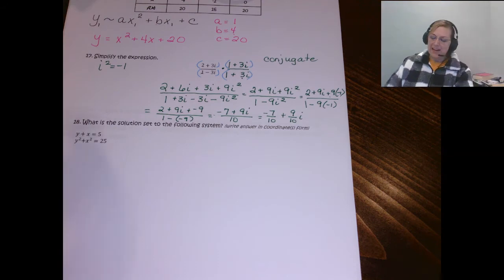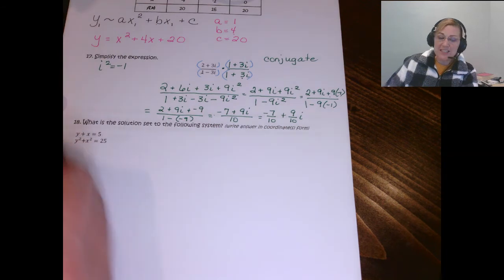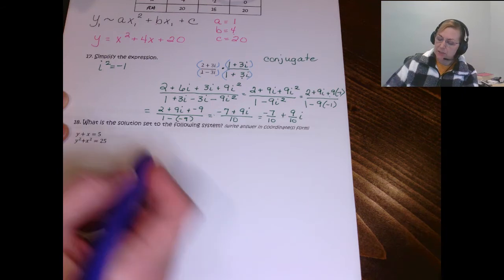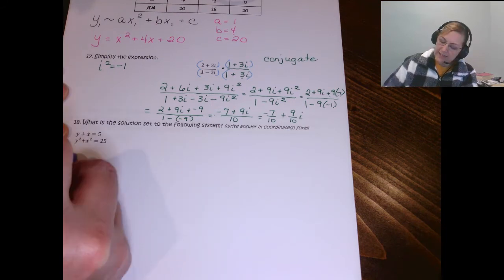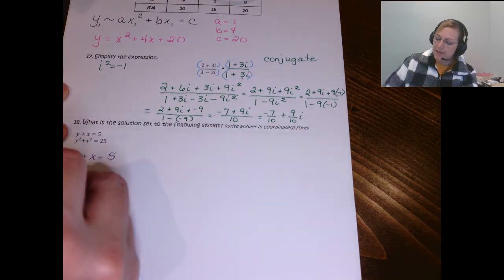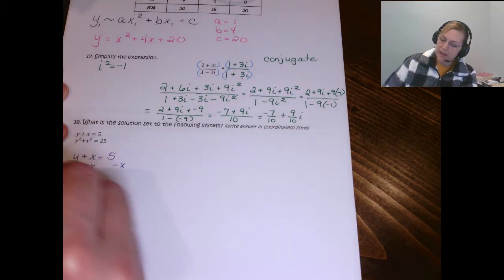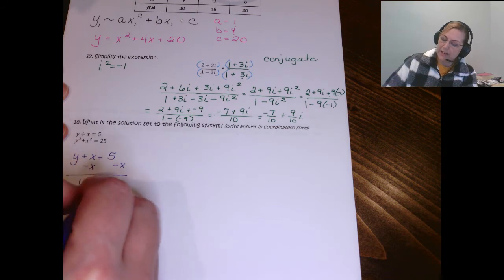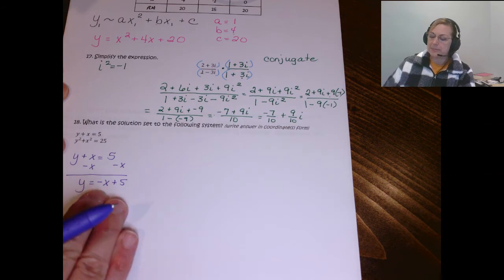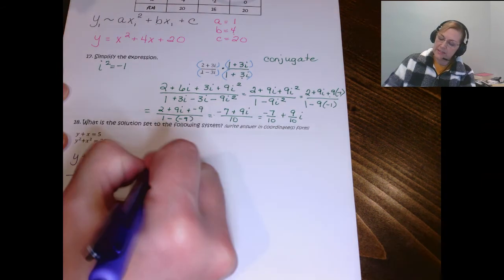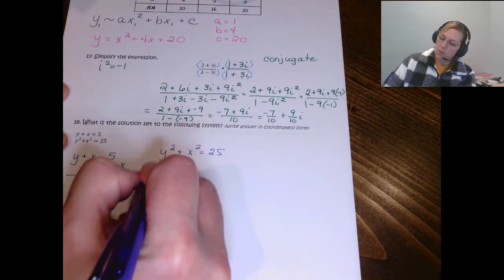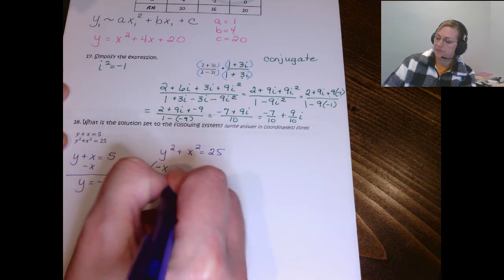Okay, let's move on to number 18. We're looking for the solution of this system. And now we're going to use substitution. So let's go ahead and take this first equation and let's solve it for y. The way I do that is to subtract x from both sides. So I've got y equals -x plus 5. Now we're going to make this substitution in for the y in the second equation. So in place of the y here, I'm putting in -x plus 5.